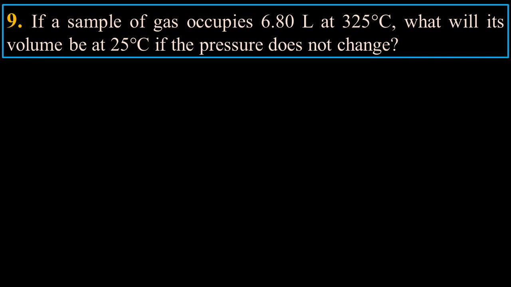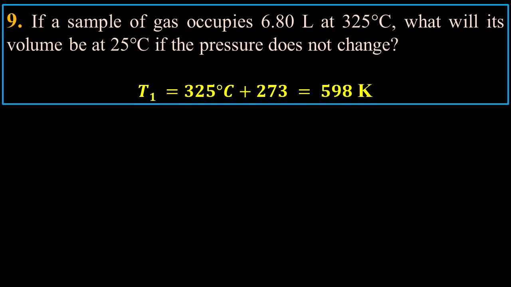If a sample of gas occupies 6.8 liters at 325 degrees Celsius, what will be its volume at 25 degrees Celsius if the pressure does not change? So we have constant pressure. There's the temperature change. You have to add 273. Don't forget, for gas laws, you have to change things to Kelvin. We see that it's going to be Charles' law.